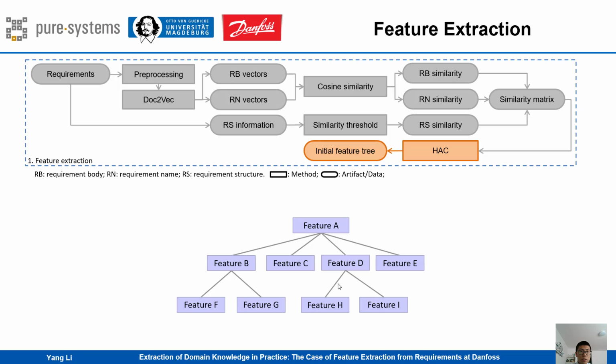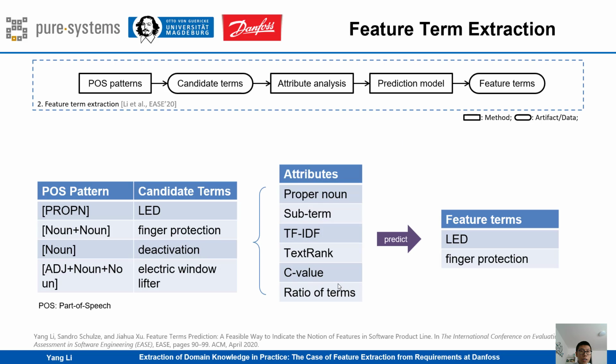Finally, we fit this similarity matrix into a hierarchical clustering algorithm to extract the initial feature tree. In order to extract the feature terms, we make use of our previous research achievements to make this happen. We briefly introduce it here.